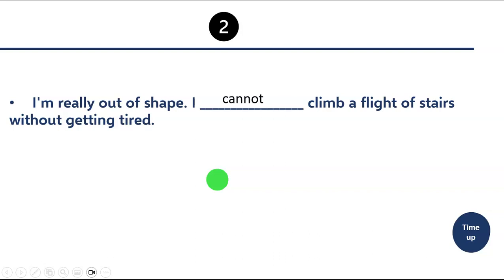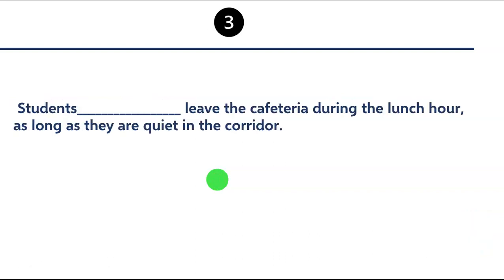Let's move on to number 3. Students dash leave the cafeteria during the lunch hour as long as they are quiet in the corridor. Right? Think of the correct modal verb. Your time starts now.